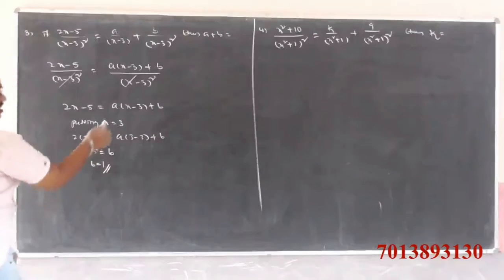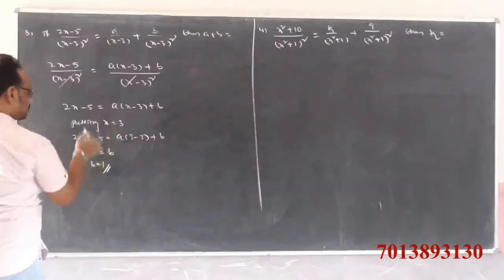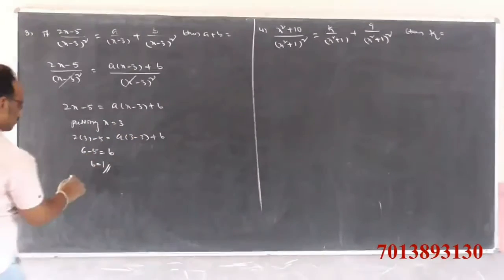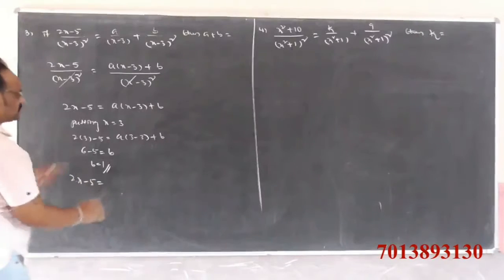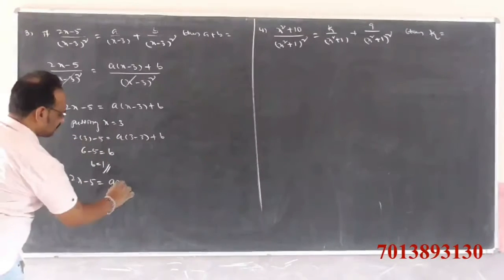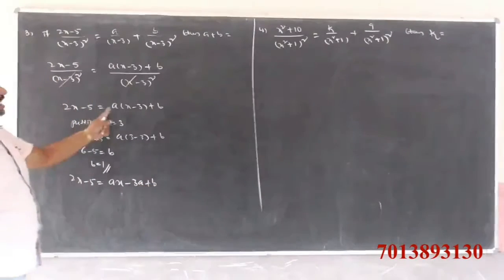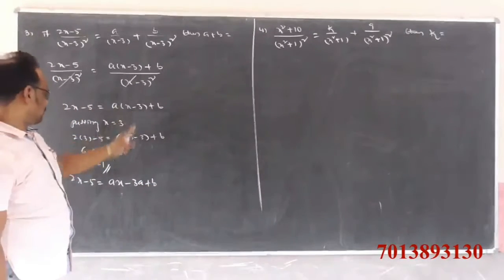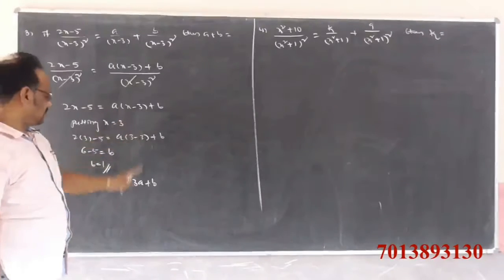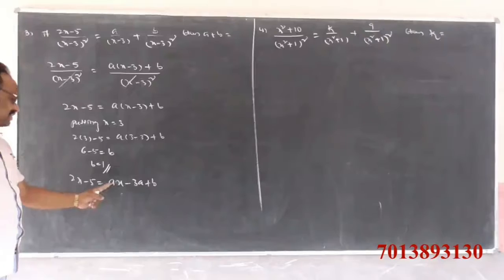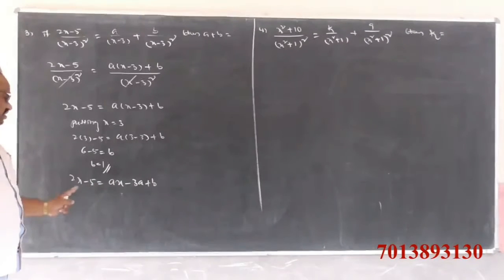So if we expand like this, we get 2x minus 5 is equal to a into x, which is ax minus 3a plus b. Coefficient of x here is a, coefficient of x here is 2.